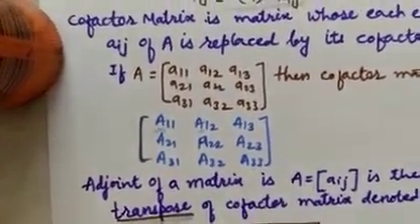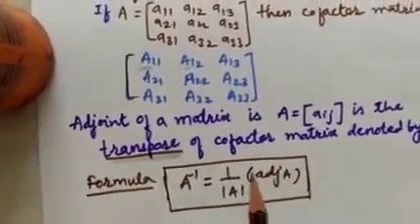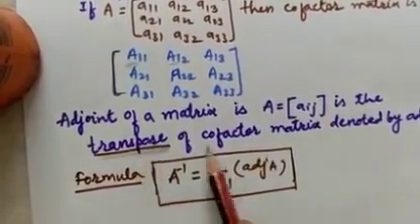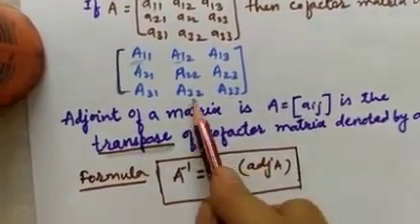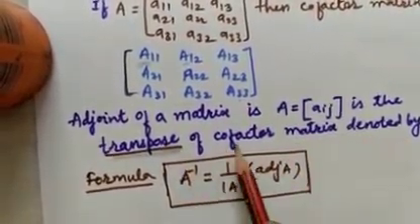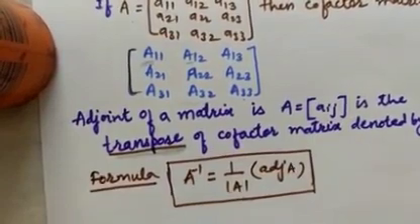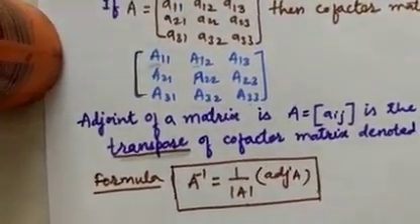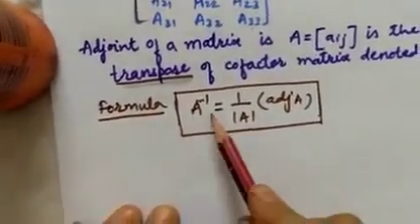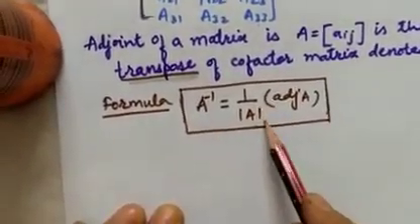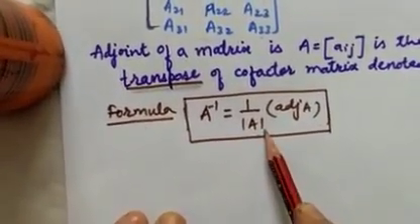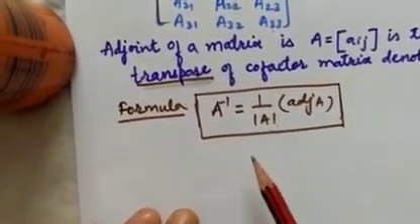Now adjoint of a matrix. Adjoint of a matrix A is given by the transpose of the cofactor matrix Aij. See, this is the cofactor matrix and its transpose is denoted by adjoint of A, and the formula for finding out inverse of a matrix is A inverse is equal to 1 by determinant of A into adjoint of A. Now this is all about the formula for A inverse.